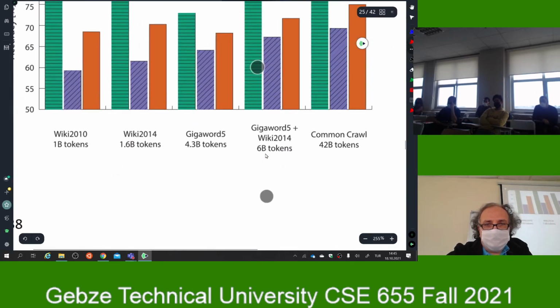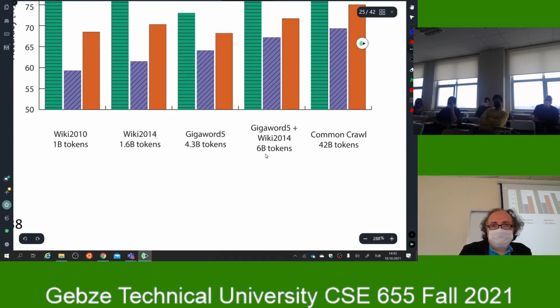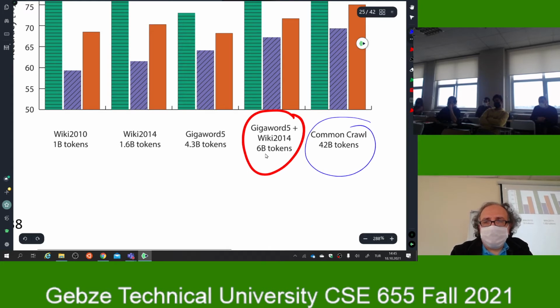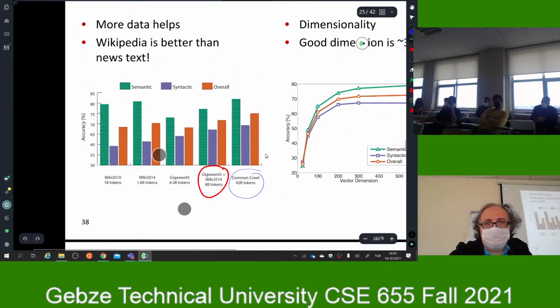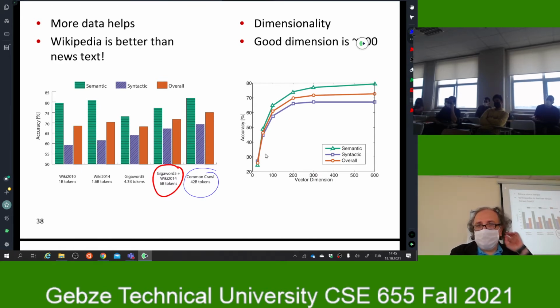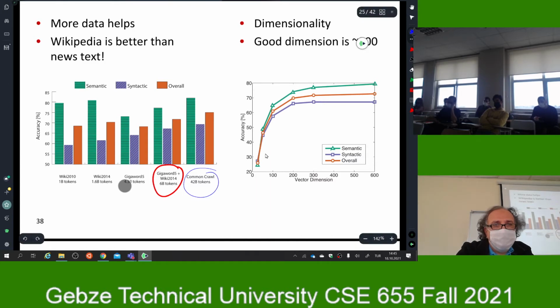And let me make this a little bit bigger. This one is large, and this one is Common Crawl, just crawling the internet and getting lots of data. This is 42 billion tokens, a very large one. So as you see, when the data gets larger, the results are becoming better, especially for this Giga.